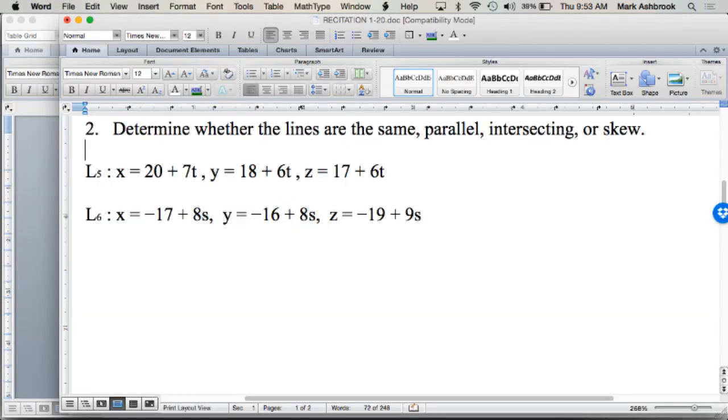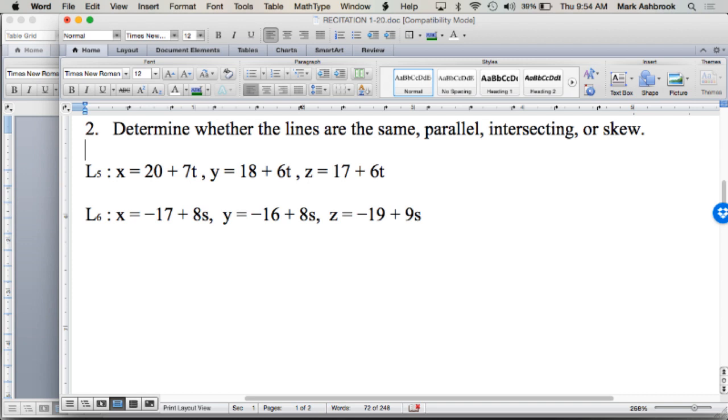Okay, so given two lines, there's really four possibilities. They could be the same line, right? We know there's lots and lots of ways to write the same line because you could use any point on the line and any vector parallel to the line. There's an infinite number of points on the line and an infinite number of direction vectors we could choose. That means two lines that look totally different could be the exact same line. So are they the same line? Are they parallel, which would mean they have the same direction but no points in common? Intersecting in one point, or skew, which we talked about earlier.